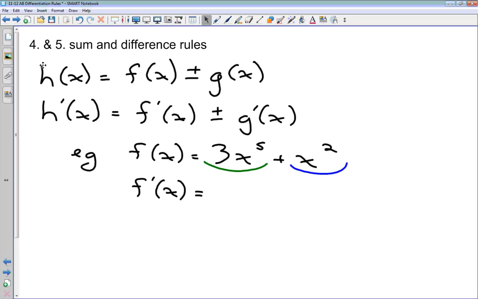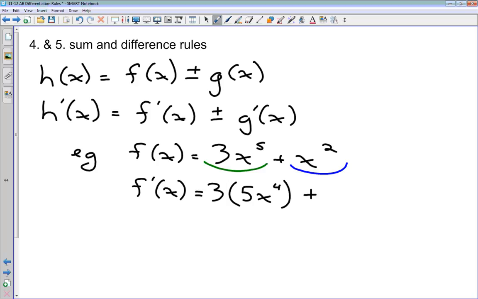So what is the derivative of that first term there, 3x to the power of 5? Well, we can do that using the constant multiple rule and our power rule. We've got our constant out front, 3, so our derivative is just going to be 3 times the derivative of that function, x to the power of 5. 5x to the power of 4. Bring down the 5 as a coefficient, subtract 1 from the exponent.